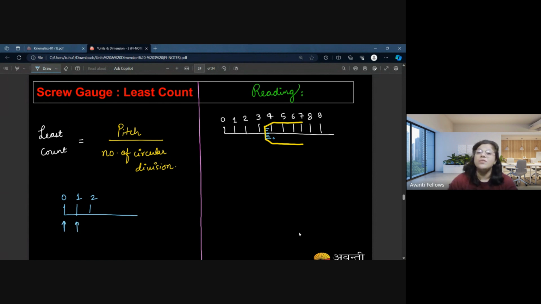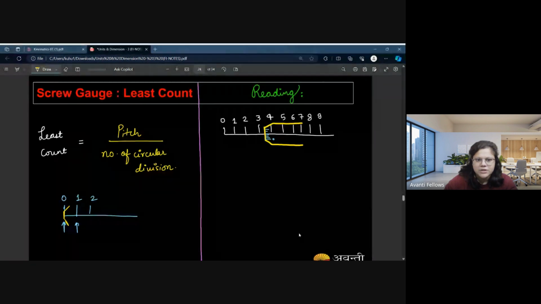But what if I want to measure more precisely? So what will I do? I'll put my circular scale over here, like this. Now you are rotating it. You are unleashing this division, you are unleashing these main scale readings. So after some time, maybe.